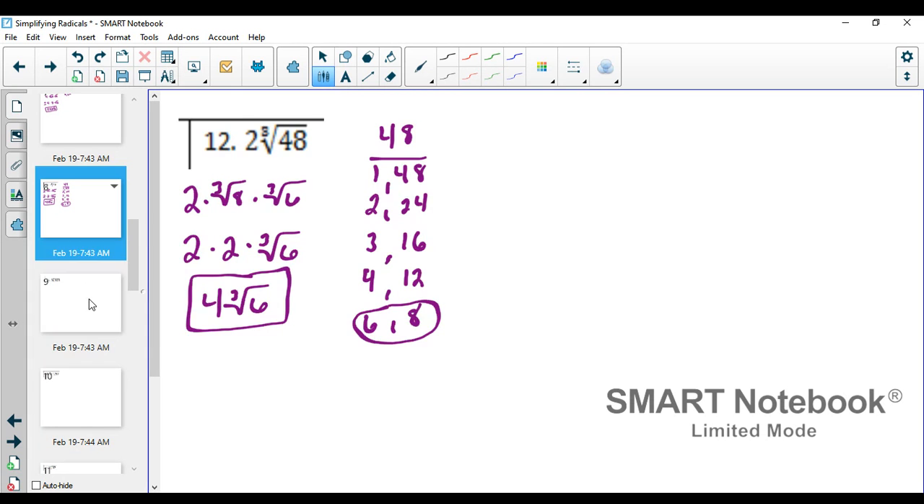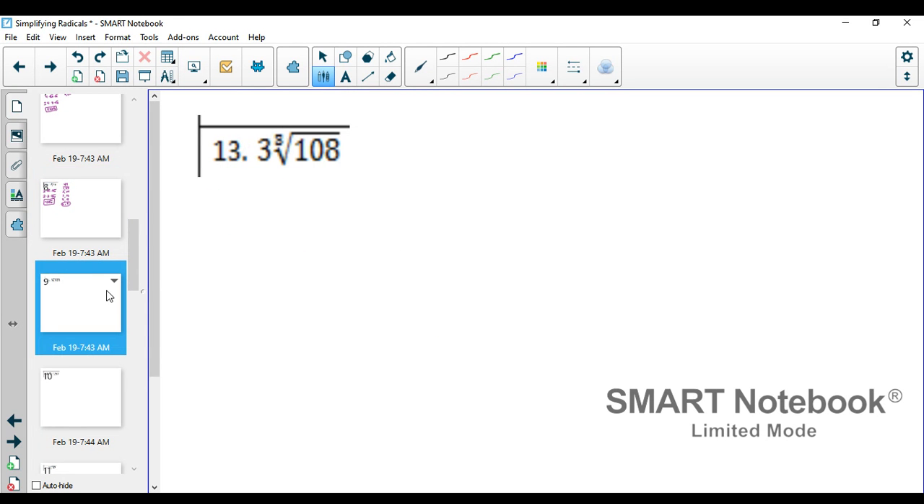All right, so 13, I believe, is another cube root. So we have 3 times the cube root of 108. All right, so we need the factors of 108. And once again, 108 has a lot of factors. So I'm just going to write the one that we need. My calculator is dying, so it keeps turning off. All right. I'm just going to Google it. So hold on.